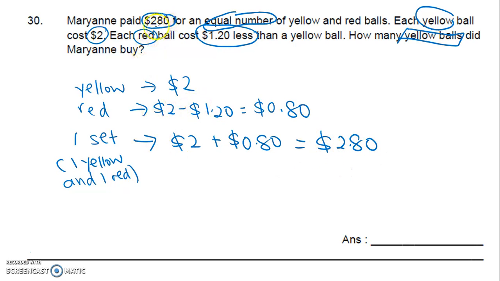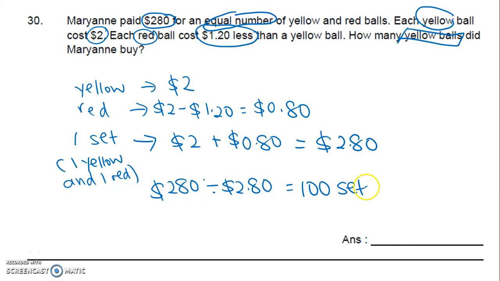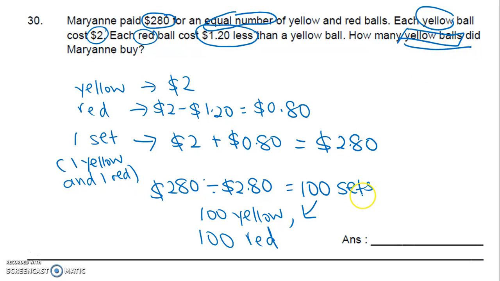Now, if I take 280 divided by 2.80, I get 100. So I know that there are 100 sets of this. If I have 100 sets of this, it means that I have 100 yellow balls and 100 red balls, which gives us the answer for the yellow balls. Actually, there are 100 yellow balls.